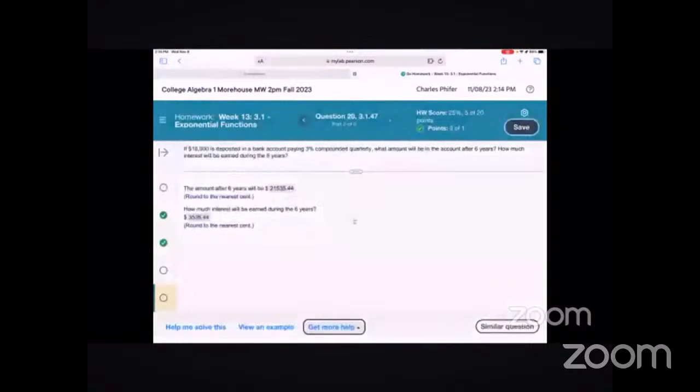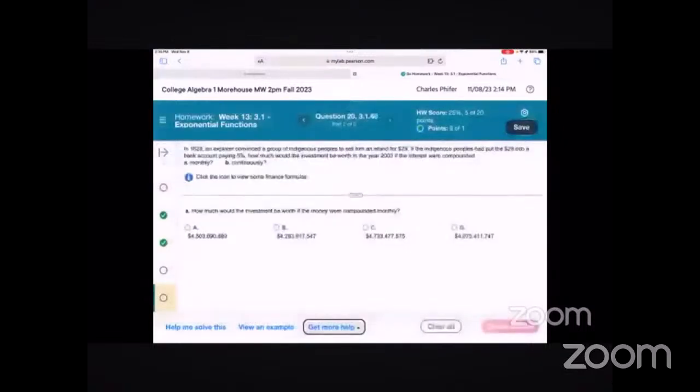Okay. So in 1626, an explorer convinced a group of indigenous peoples to sell him an island for $29. If the indigenous peoples had put the $29 to a bank account paying 5%, how much would the investment be worth in the year 2003 if the investment were compounded monthly and continuously?